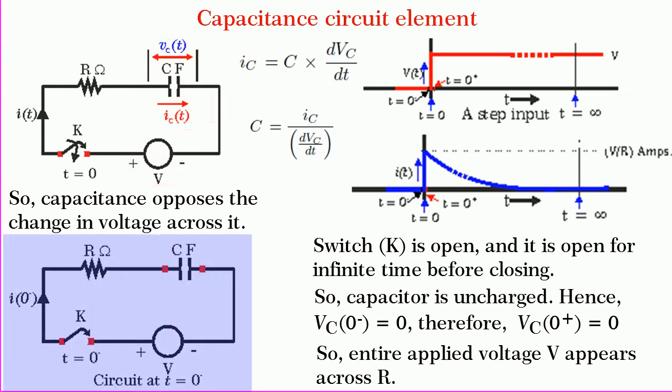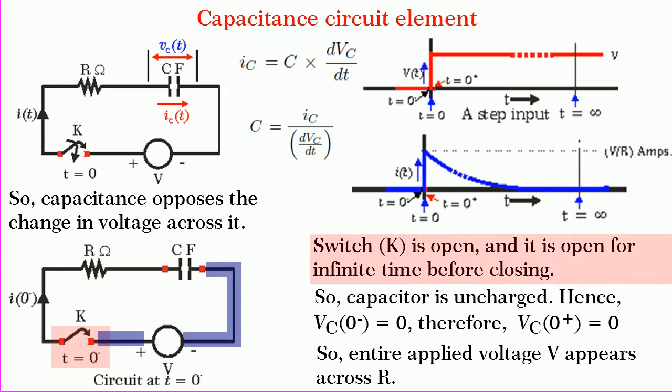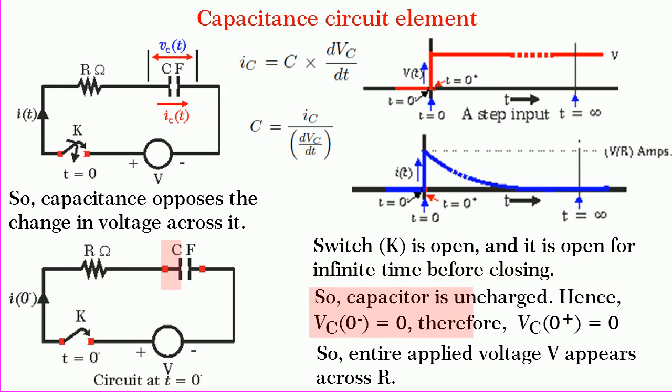For that, consider the circuit at t equal to 0 minus. At t equal to 0 minus, K is open, and you see that the two terminals of the source are not connected to the capacitor at all. So, the capacitor is not charged, and hence Vc of 0 minus is equal to 0. We know that the capacitance opposes the change in voltage, hence Vc of 0 plus is equal to 0.